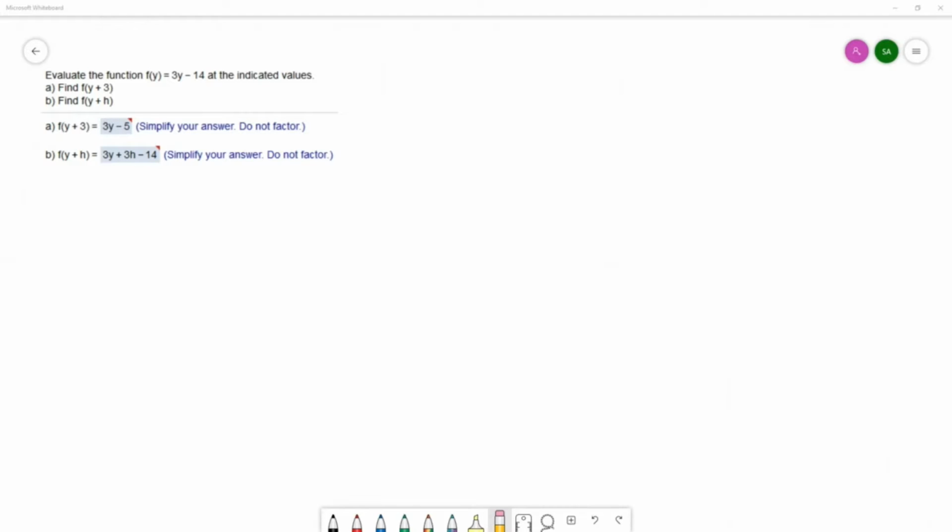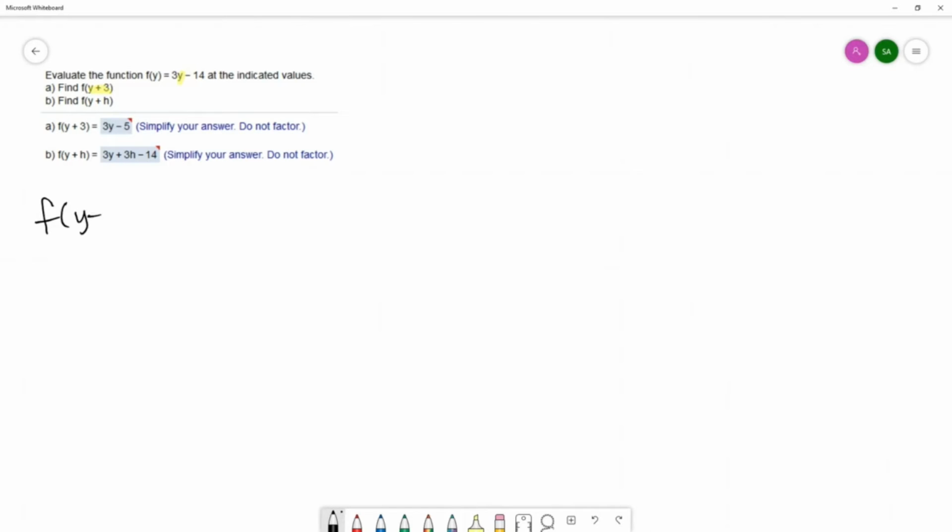Okay, so this is question one from the practice test. It says evaluate the function f of y equals 3y minus 14 at the indicated values. Find f of y plus 3. So what this notation means is that everywhere I see a y, I'm going to change that y to y plus 3. So let's write that out.